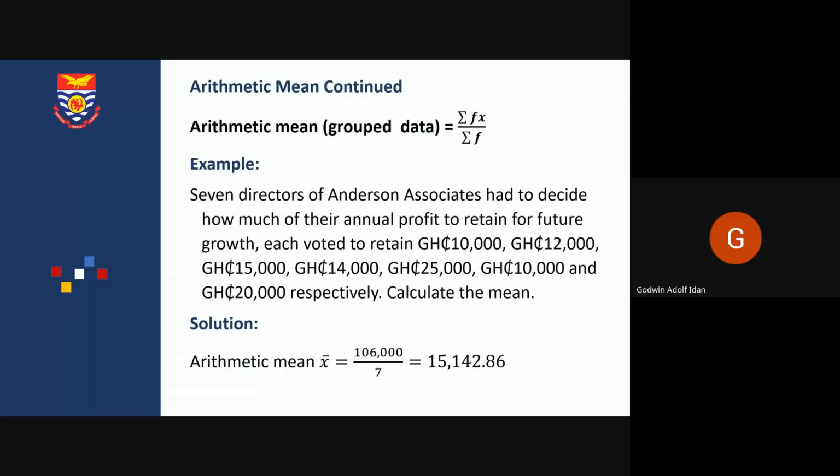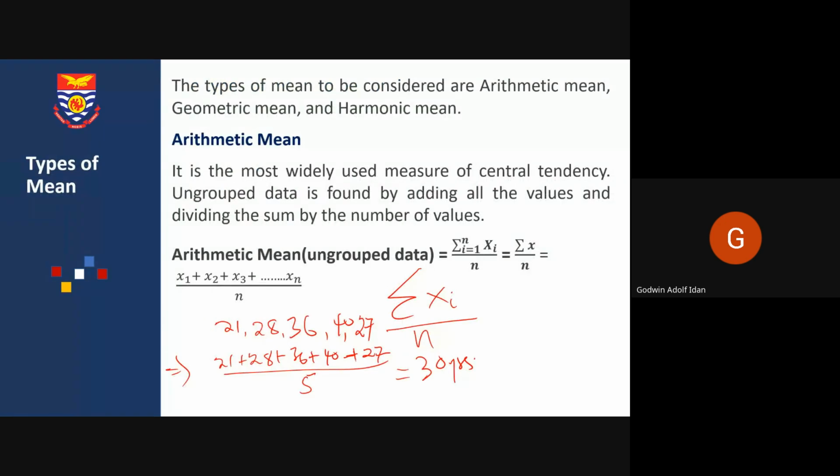Now let's look at the arithmetic mean for grouped data. In that case, our mean is now going to be the summation of fx divided by the summation of f. Because they are normally grouped, they come with frequency. So anytime you see a given set of questions with frequency, it means that they have been grouped. And the frequency is telling you the individual values that constitute a particular class.